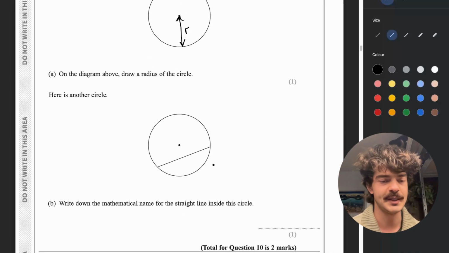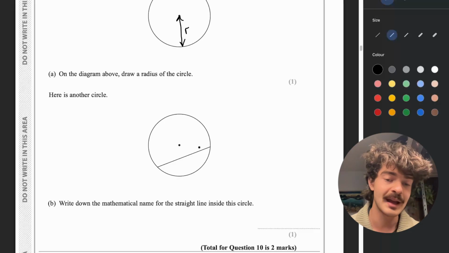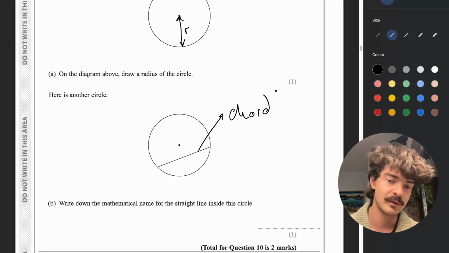And the next one, another circle, write down the mathematical name for a straight line inside the circle. Okay, so this isn't a diameter. A diameter must go through the center of your circle. Any line that goes from either edge but doesn't go through the center is known as a chord.